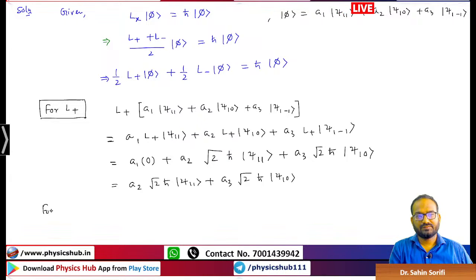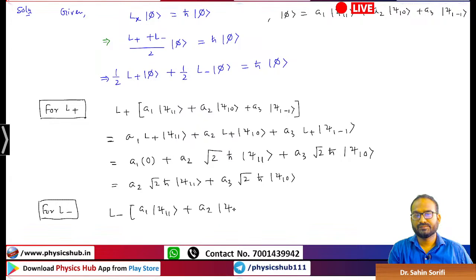Now let's calculate for L minus. Look, you will practice a lot. This thing you will practice a lot, otherwise you will not be able to solve problems like this in your examination. How things are going on, you need to learn.